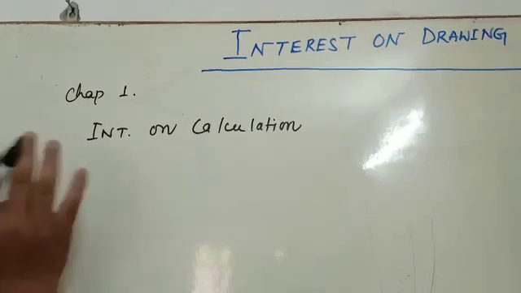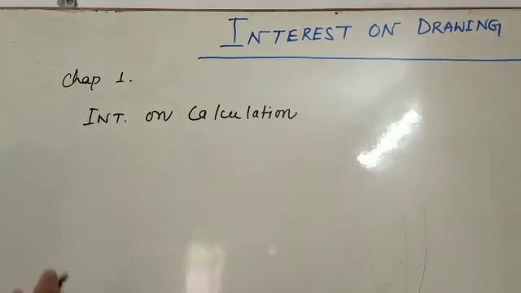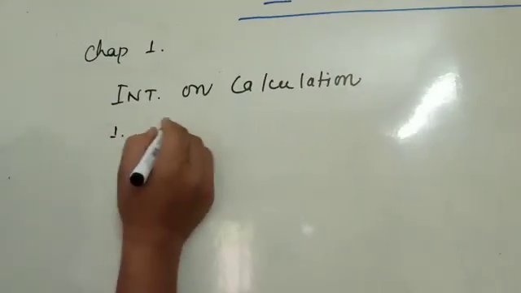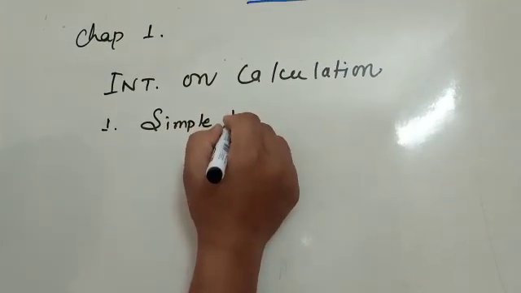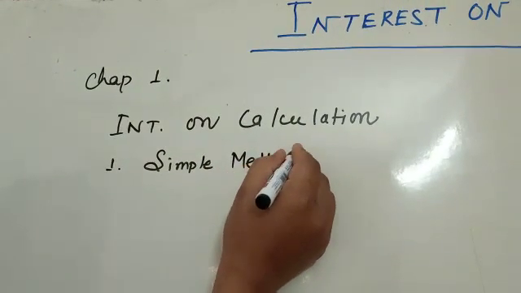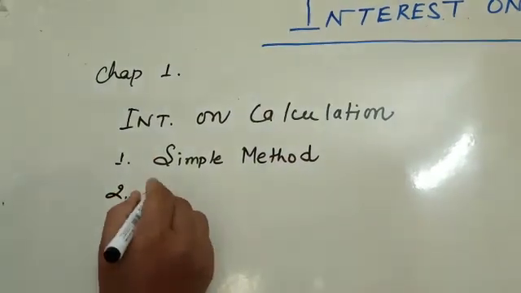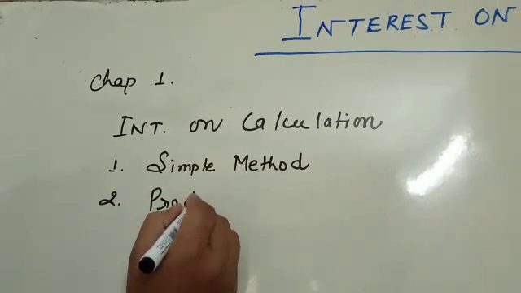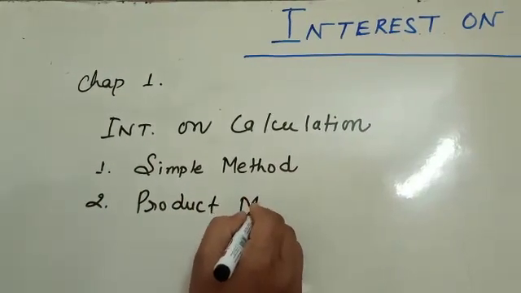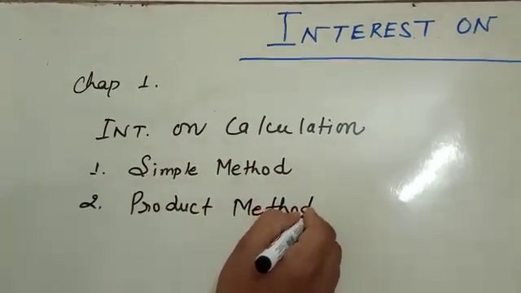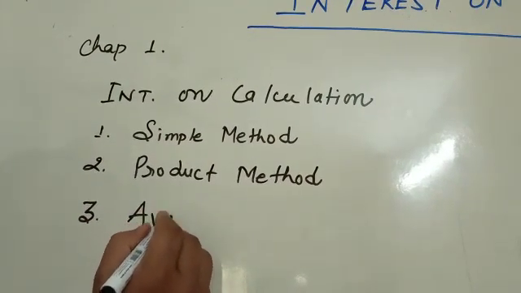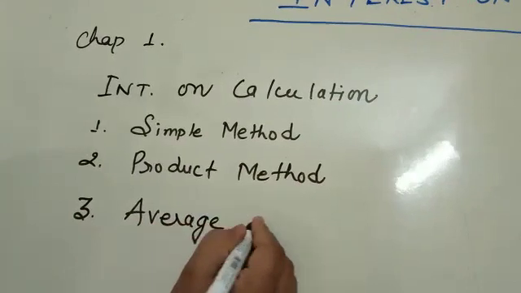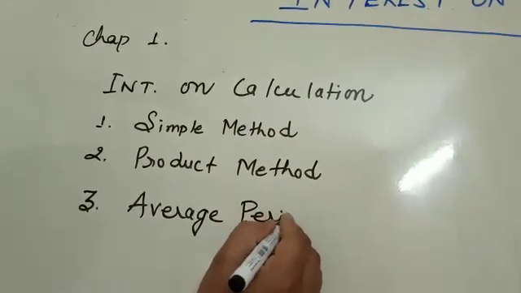In this chapter, there are three methods. One, simple method. Second, product method. Third, average period method.